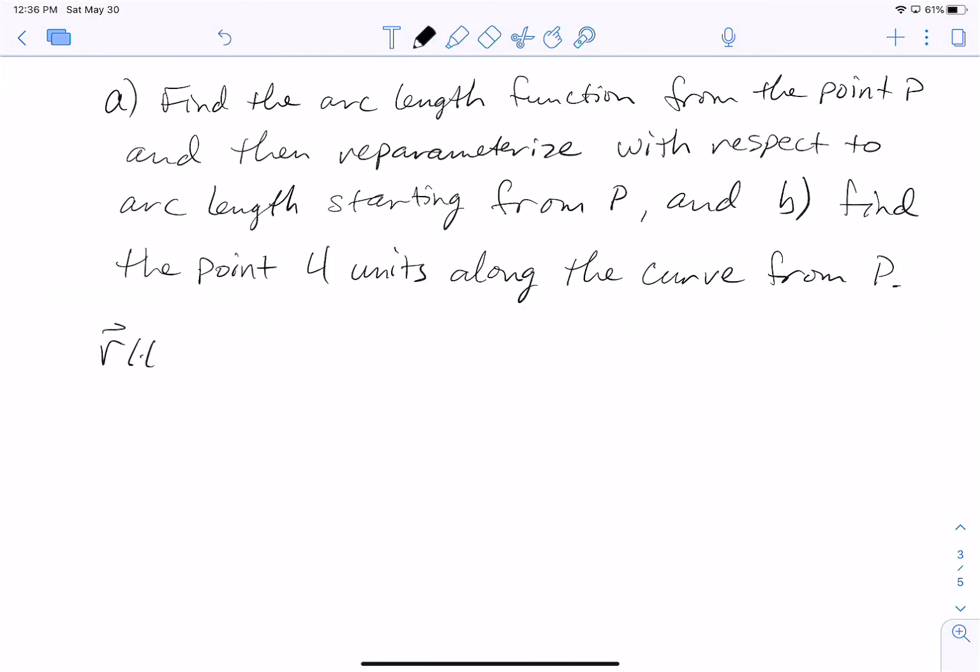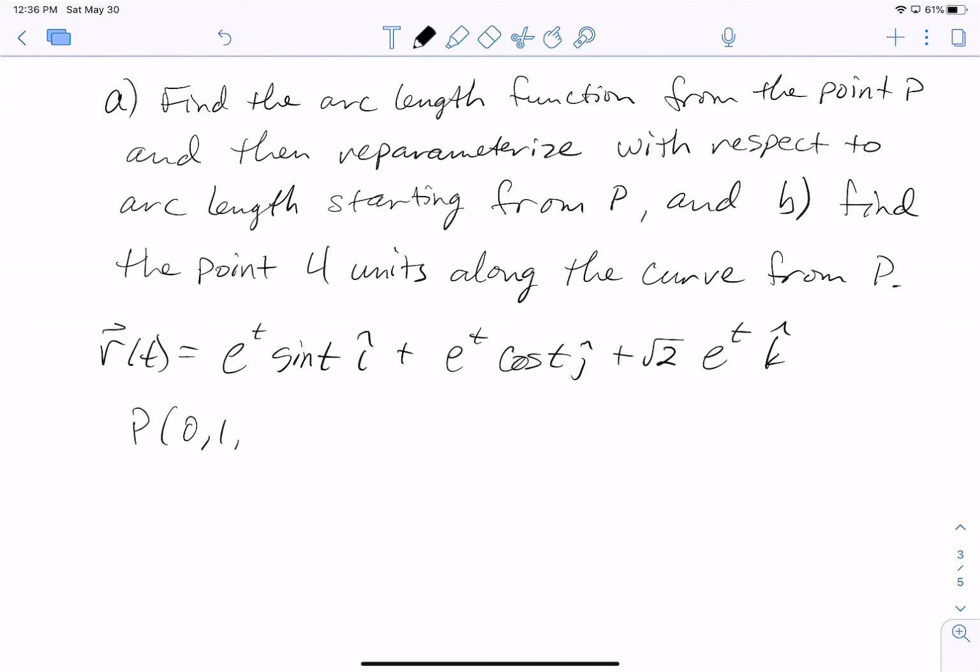Our curve is r of t equals e to the t sine of t i plus e to the t cosine of t j plus the square root of 2 times e to the t k. The point P is (0, 1, square root of 2). Now, one of the first things we need is a value of t that gives us the point P.